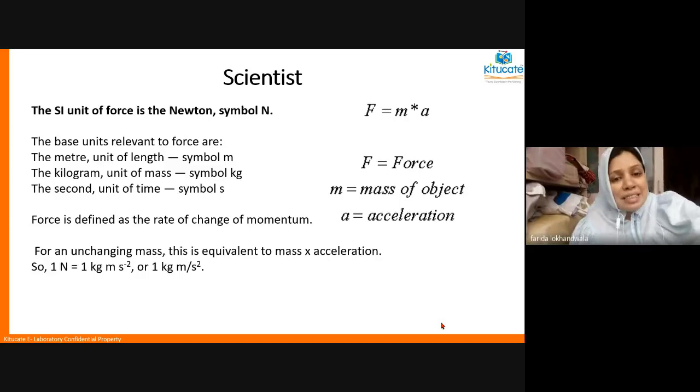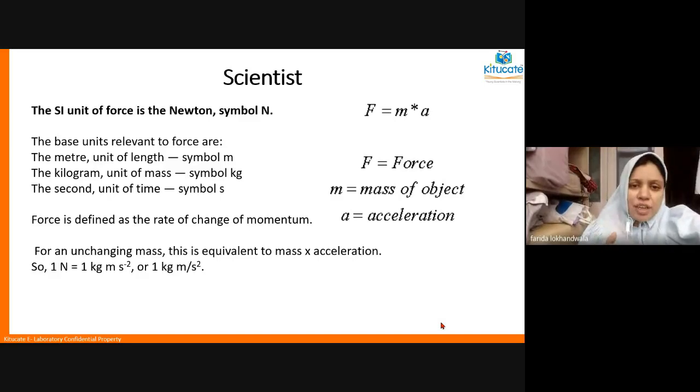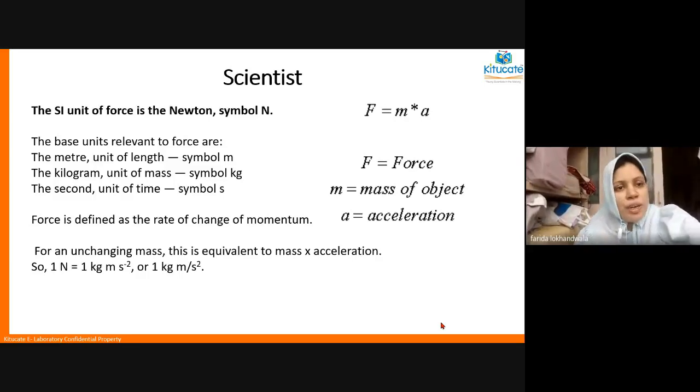And then when he studied it, he came to know that it is a type of force that is because of the gravity of the earth. Gravity of the earth is causing a force to pull things down. So that is what he discovered.